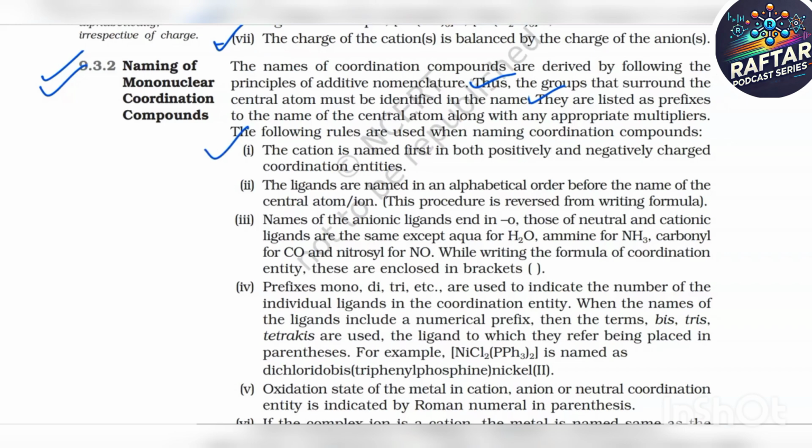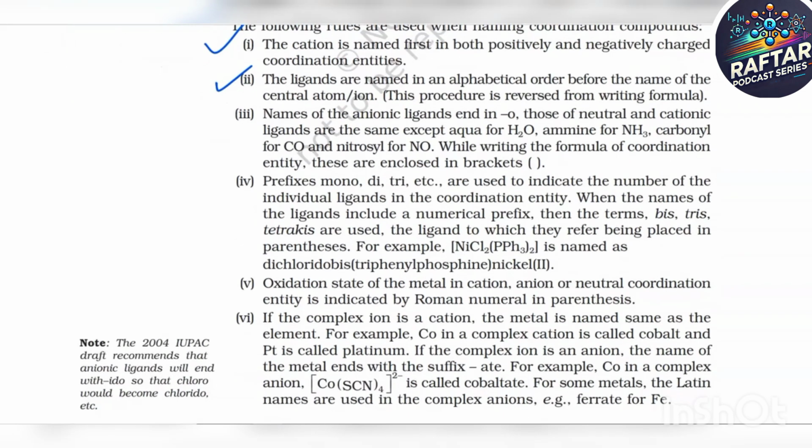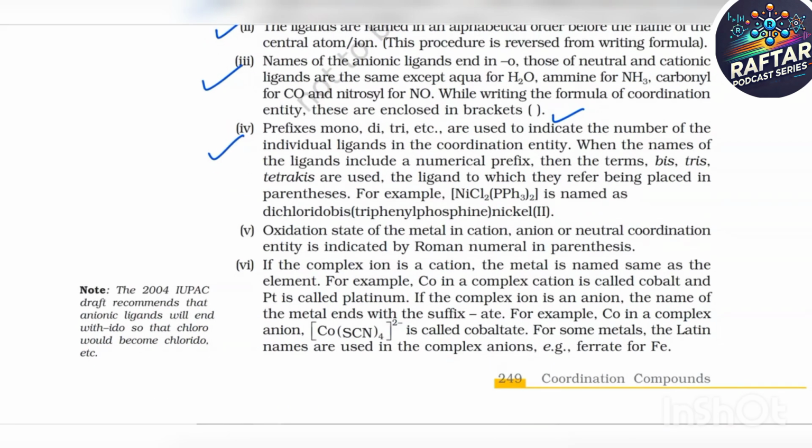First, the cation is named first in both positively and negatively charged coordination entities. Second, the ligands are named in alphabetical order before the name of the central atom or ion. This procedure is reversed from writing the formula. Names of the anionic ligands end in -o. Those of neutral and cationic ligands are the same except aqua for H2O, ammine for NH3, carbonyl for CO and nitrosyl for NO. While writing the formula of a coordination entity, they are enclosed in brackets.